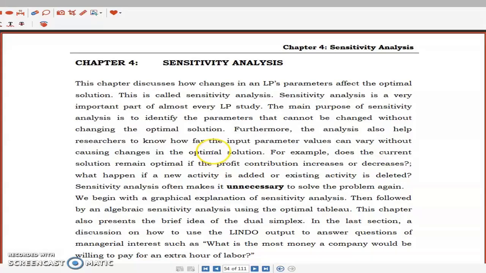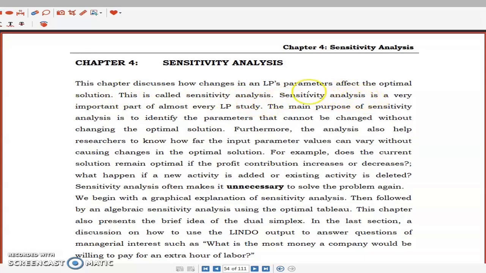Assalamualaikum and good day. This video is about Chapter 4, Sensitivity Analysis. This chapter discusses how changes in an LP's parameters affect the optimal solution. This is called sensitivity analysis.